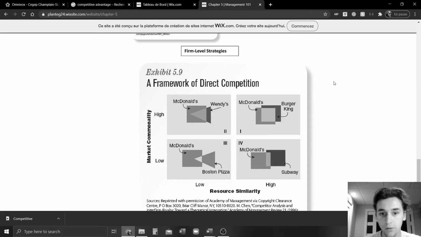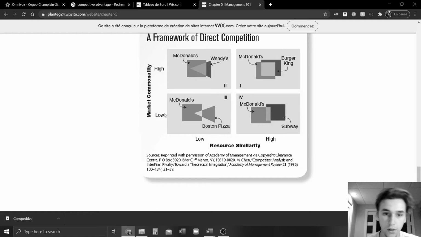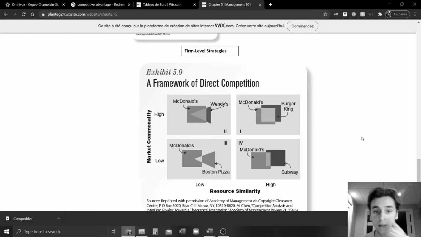And then for the firm level strategies, there's a framework of direct competition. First, you can see it is based on market commonality and resource similarity. For McDonald's and Boston Pizza, we can see that they have low market commonality and resource similarity. They are both low. And then for Subway, we can see that the resources are higher and the market commonality is lower, and vice versa. You can do so with every company. This is a way for you to analyze at a firm level and create a strategy.